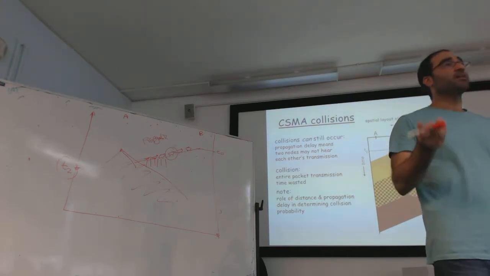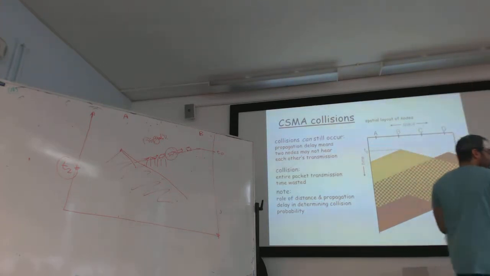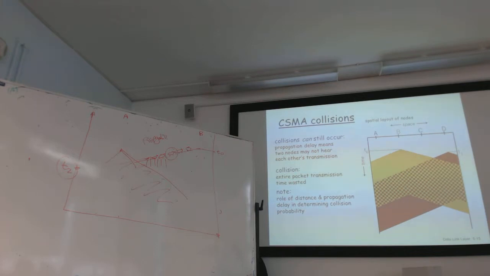How do I avoid this? You need to have something over it called collision detection in order to avoid everything. Collision can still occur because of the propagation delay, which means 2 nodes may not hear each other's transmission. In a collision, the entire packet transmission time is wasted. All of those packets, bounded by time, will be wasted. So we need some mechanism of detecting that error. At the moment there's no detection. You leave it as it is until one of you stops sending.